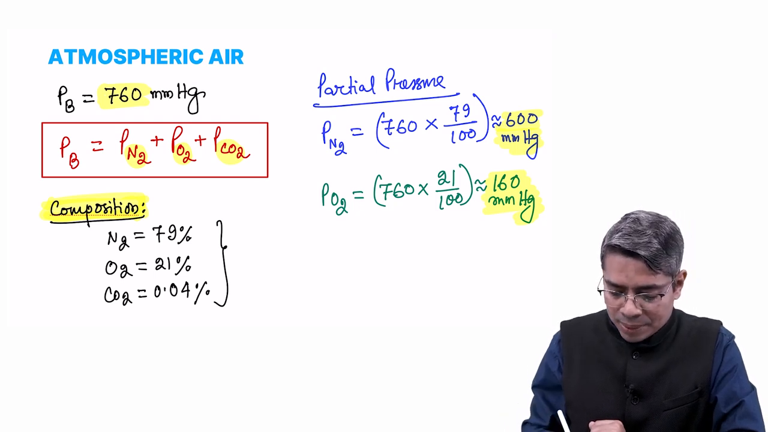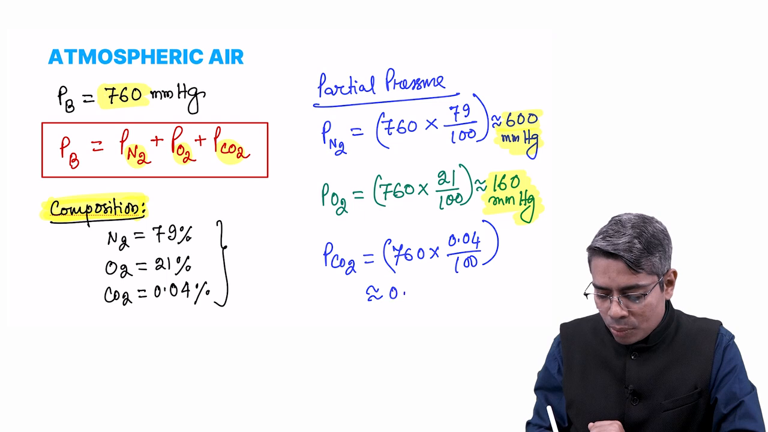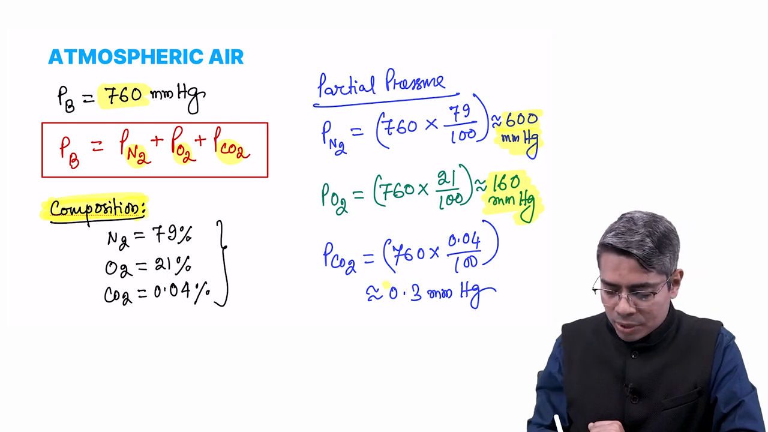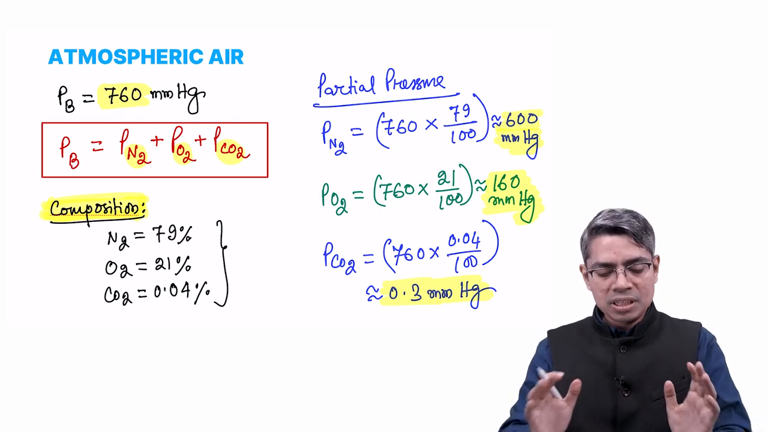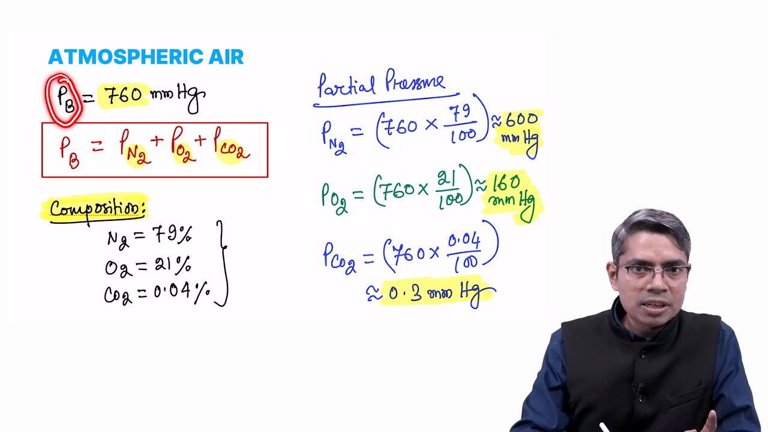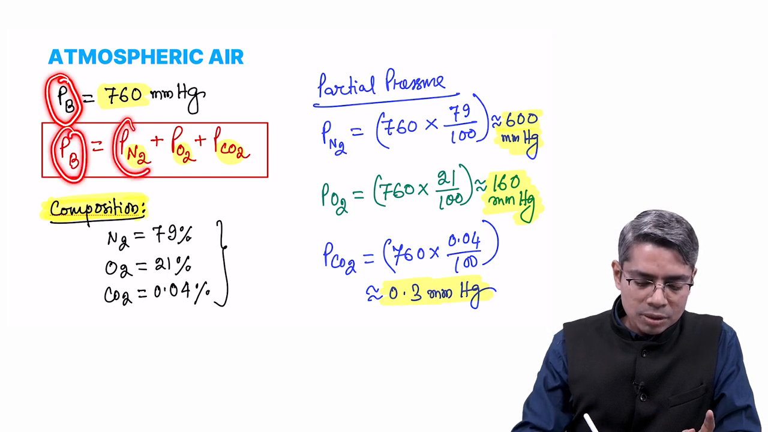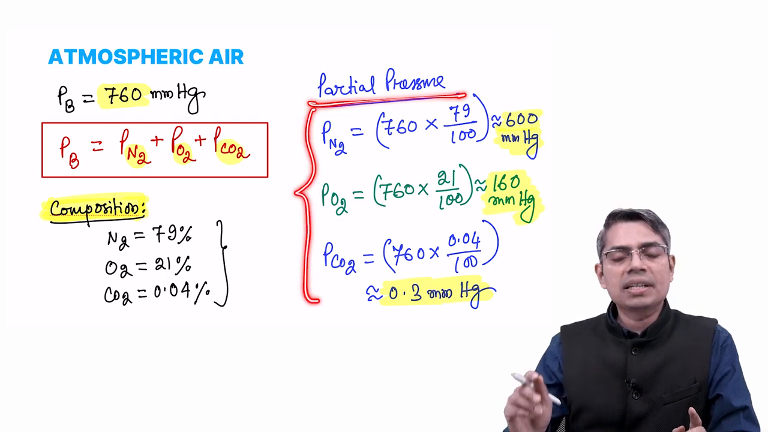In the same way, if you calculate the partial pressure of carbon dioxide, it will be 760 multiplied by 0.04 upon 100, and it will be approximately 0.3 millimeter of mercury. That is why we say that the partial pressure of carbon dioxide in the atmospheric air is only 0.3 millimeter of mercury. So, this is first the atmospheric air. What we understood is the total barometric pressure, which is equal to the sum of the partial pressures of the component gases. We have seen the component gas percentages, and then we calculated the partial pressure of the different gases.